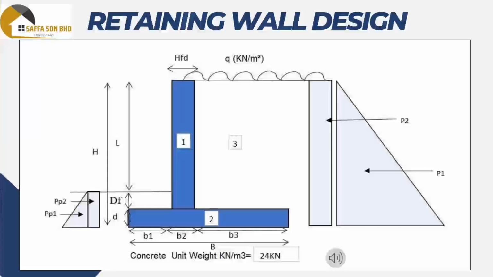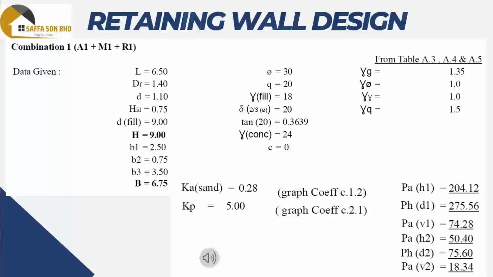As you can see, we already collect all the data from the figure below, from which we know L is 6.5 meters, F is 1.4 meters, D is 1.10 meters, and the total height is 9 meters. And then for the H_FD is 0.75 meter, and for B1 for the base is 2.5 meters, 0.7 and 3.5 meters, which we already split into 3, and the total B is 6.75.